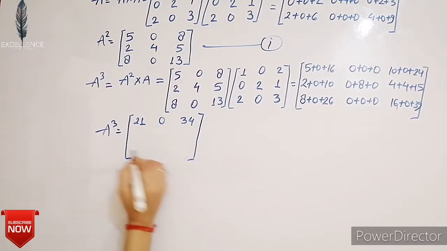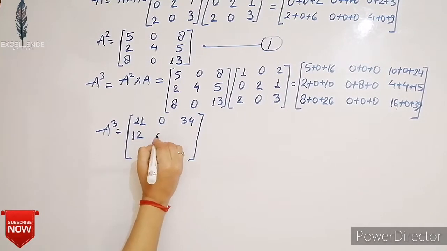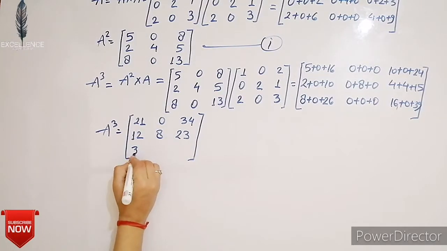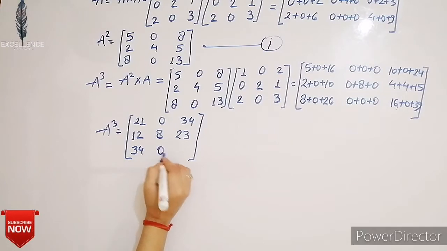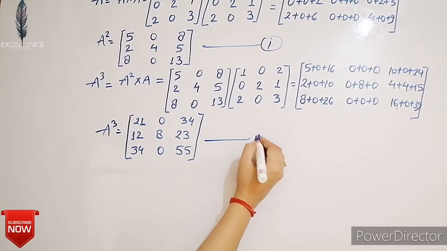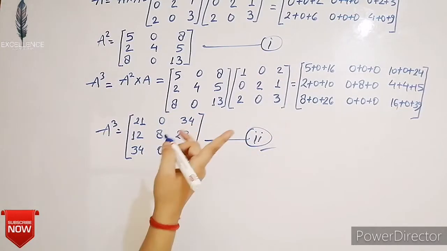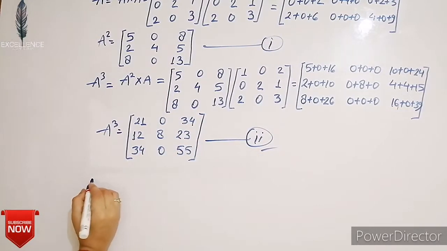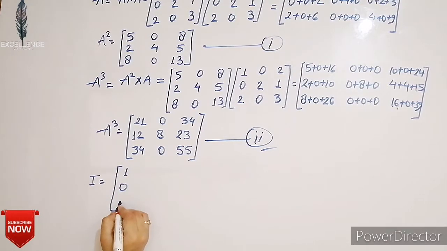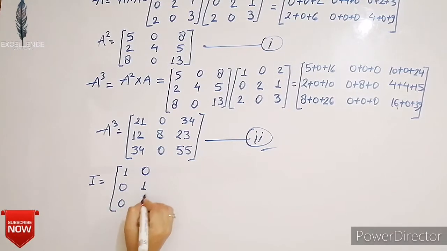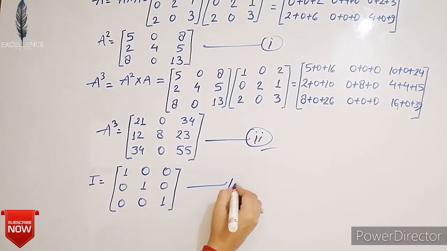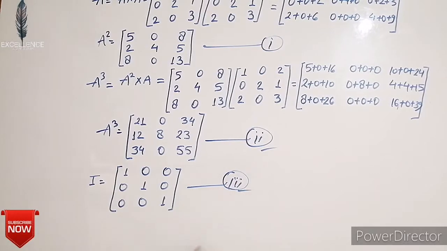Now in the second row it is 10 plus 2 is 12, 8, 23. Next in the third row, 26 plus 8, that is 34, 0 and the last is 55. Let it be the second equation. Now we have to solve the LHS part. Let I be equal to 1 0 0, 0 1 0, 0 0 1, an identity matrix of order 3 into 3. Let it be equation third.